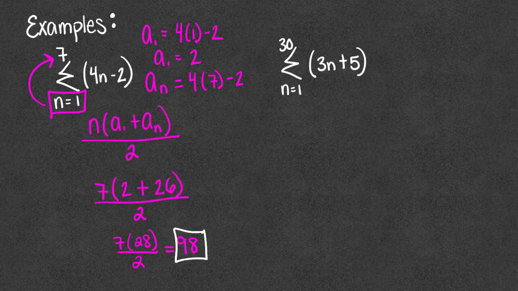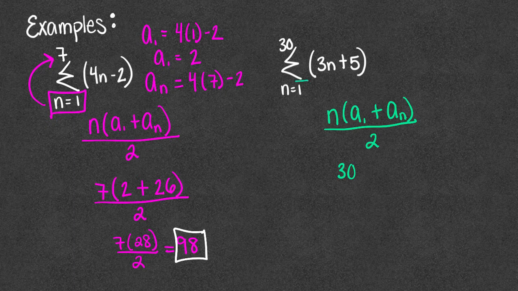So as we take a look at my second example here, let's start by writing my formula again. We're going to have n times the first term plus the last term, divided by 2. Now the number of terms within this sequence is 30 because I'm going from 1 to 30. So there are 30 terms within my sequence. And then I need to find my first term. So to find a sub 1, I'm going to take 3 times 1 plus 5. So a sub 1 equals 8.